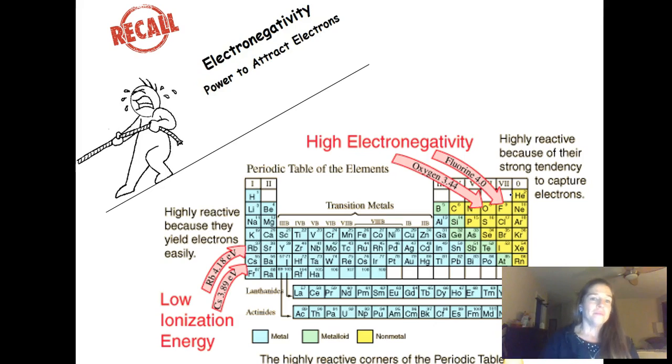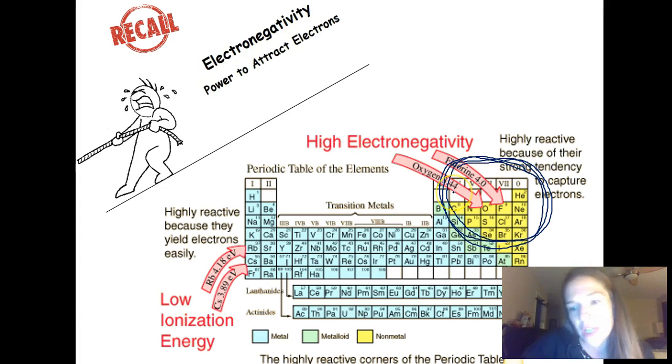All right. So you'll remember the trend, electronegativity. That is the power to attract electrons. Over here, we've got really electronegative atoms. These guys really want electrons, because if they get just a couple of electrons, they will reach their noble gas status, and they will fulfill their octet. These guys have really low ionization energy, so it means it's really easy to take those electrons off.